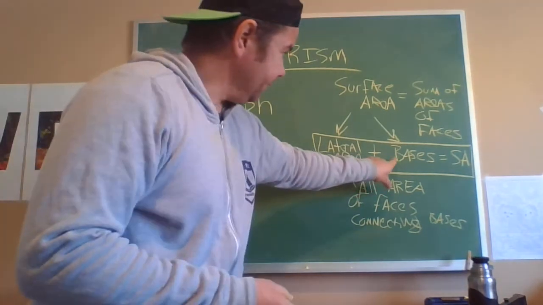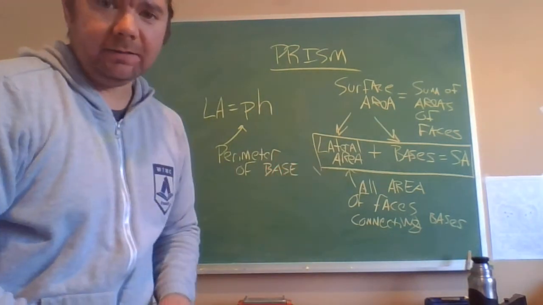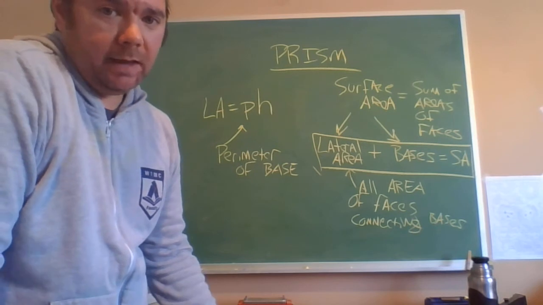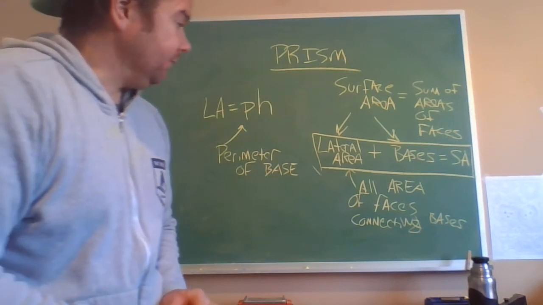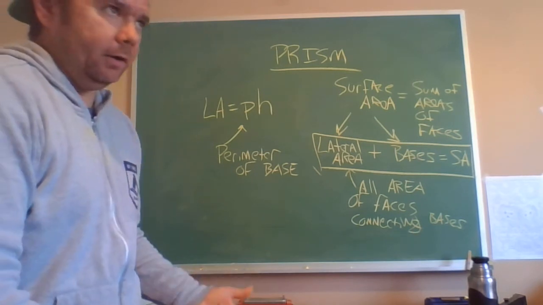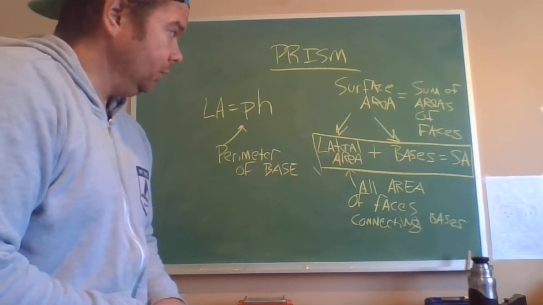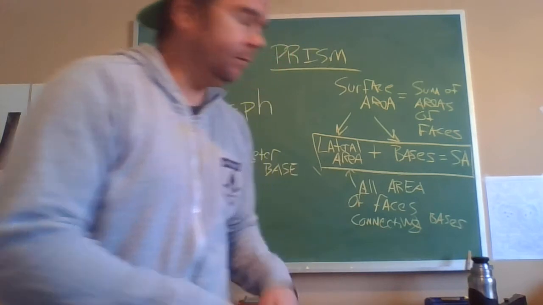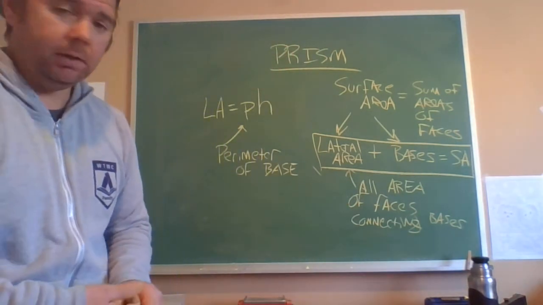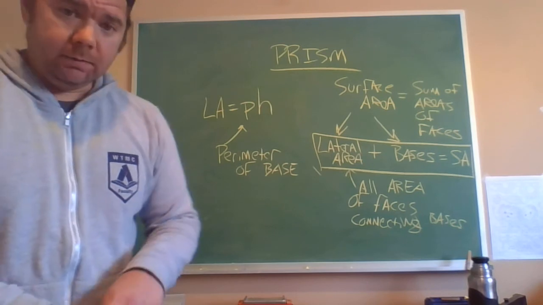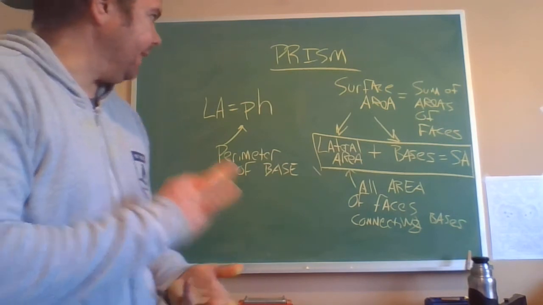Like I said before, with the bases, if the base is a rectangle, then you find the area of the base by doing length times width. If the bases are triangles, you find the area of the base by doing 1/2 base times height. So finding the area of the bases just depends on what type of prism you're dealing with. All right, I think I've said enough about that.